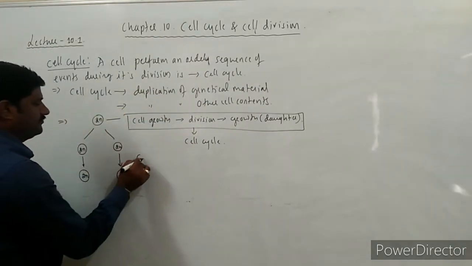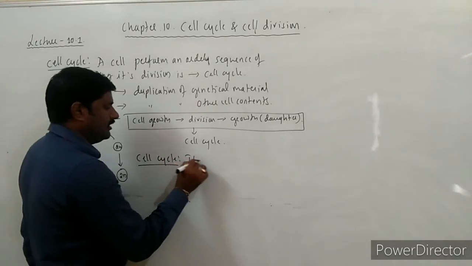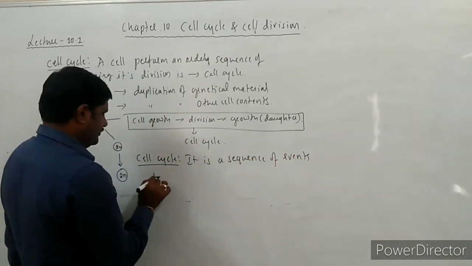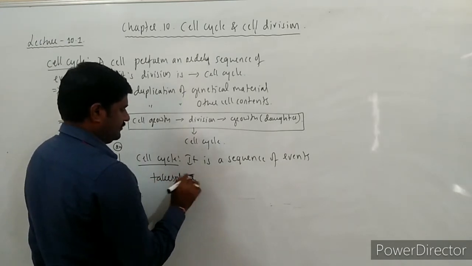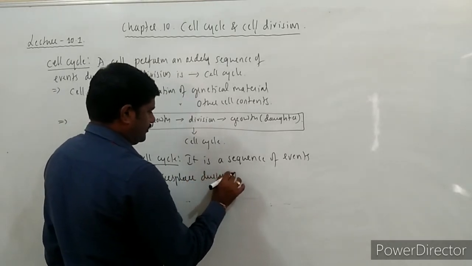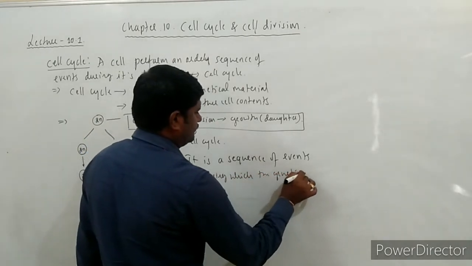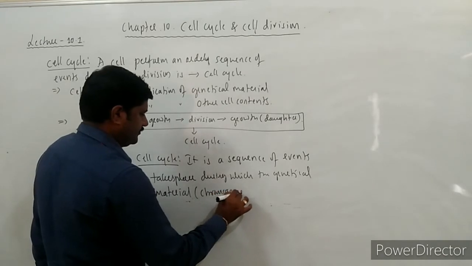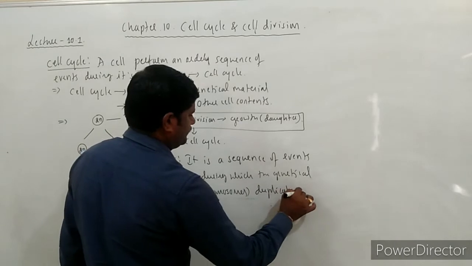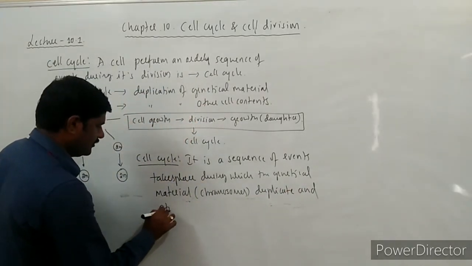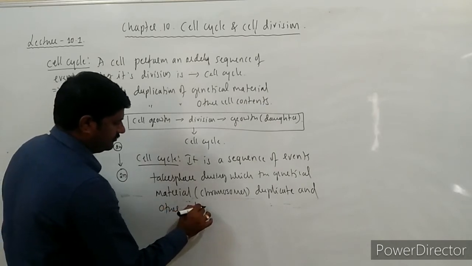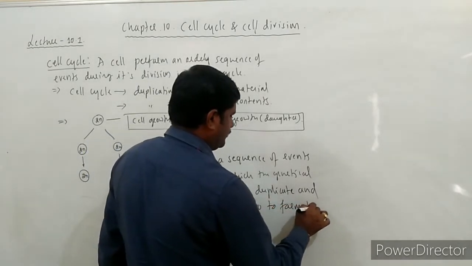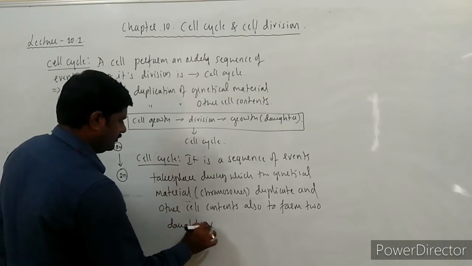Then how to define the cell cycle? Cell cycle is a sequence of events taking place during which the genetical material or chromosomes duplicate and other cell contents also duplicate to form two daughter cells.